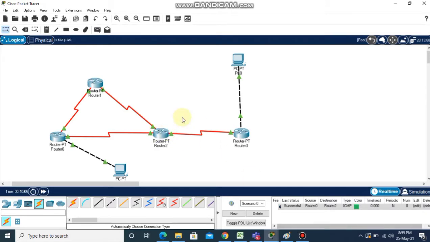Okay, now we're sending the packet towards different routers. Since router 0 and 2 are directly connected, the packet will be successfully transferred between them. But as you can see, I have transferred the packet between router 0 and router 3 and it has failed.